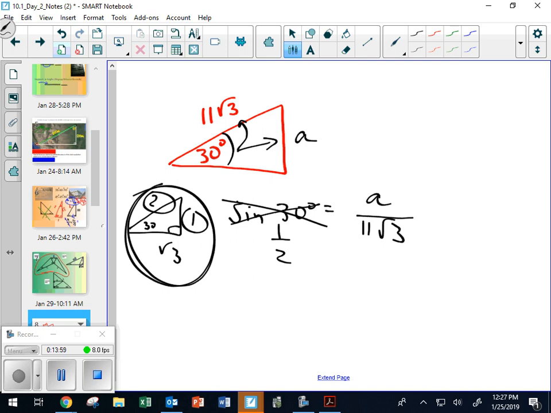Now, you might be saying, well, I like the other way better. What if I change it to 29 degrees? Will your little 30, 60, 90 work for you anymore? No. But will this still work? Yes. Do you get what I'm saying?